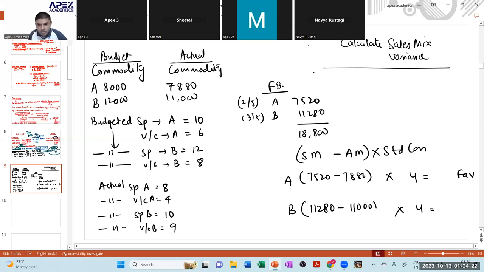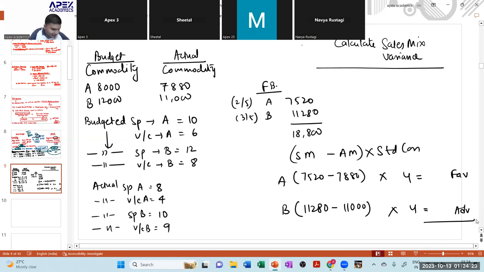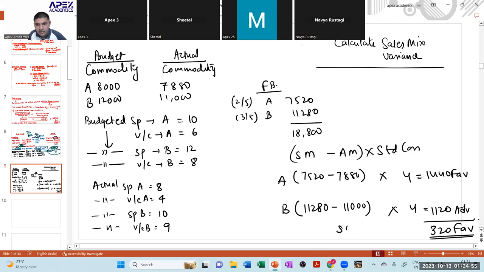तो ये एडवर्स हो गया. सो 280 इंटू 4 कितना है? 1,120. 7,880 माइनस 7,520 कितना हुआ? 360 इंटू 4 कितना है? 1440 फेवरेबल माइनस 1120 एडवर्स कितना है ये? 320 फेवरेबल. खत्म हो गया सेल्स मिक्स वेरिएंस.